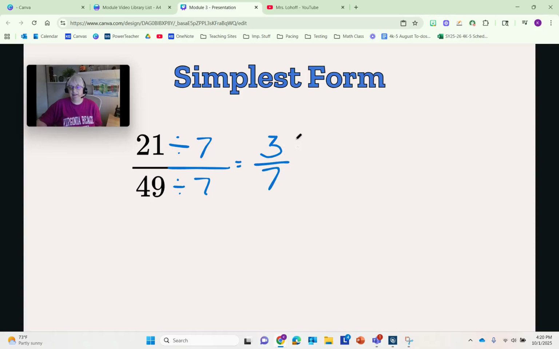Both 3 and 7 are prime numbers. The only common factor they have is 1. I cannot write this in a simpler form than this. This is written in simplest form.